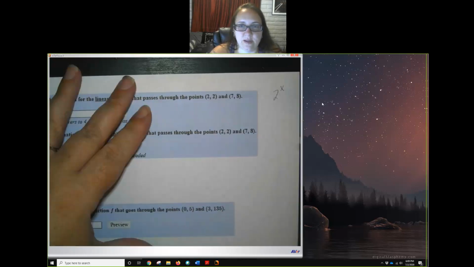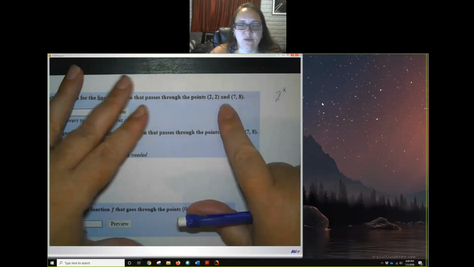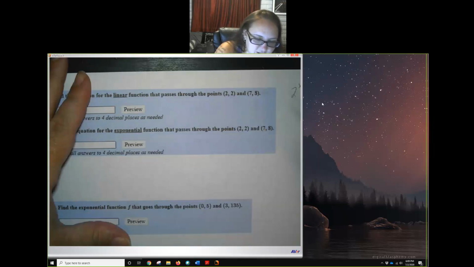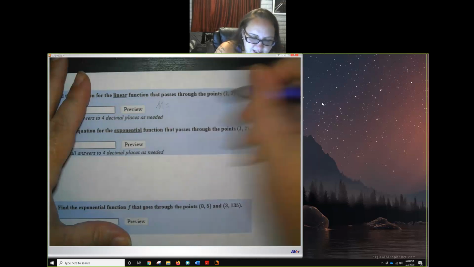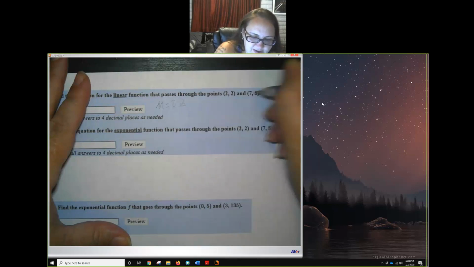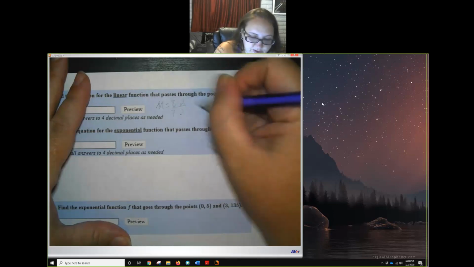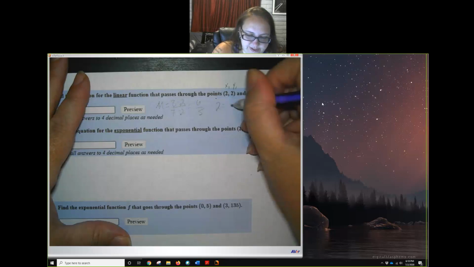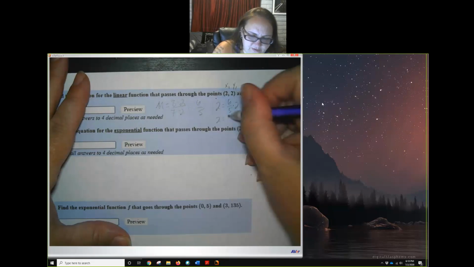Okay? Now, if we had these 2 points and we were trying to find the equation of a linear function, we would start by finding the slope, and that would be 8 minus 2 over 7 minus 2. So that's 6 over 5. Then we would label this x1, y1, and say, okay, 2 equals 6/5 times 2 plus b. So 2 equals 12/5 plus b.